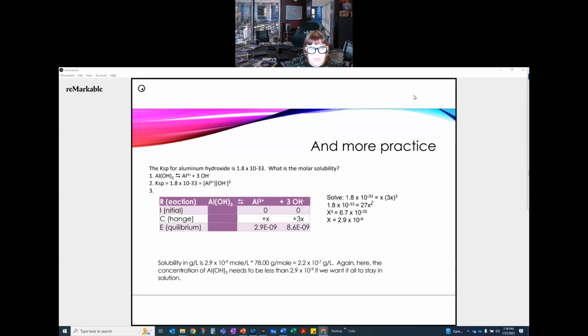Again, here, the concentration of Al(OH)3 needs to be less than that 2.9 times 10 to the minus 9th, if all of it is going to stay in solution. So if I have more than that, it will precipitate. If I don't, it will stay in solution. Okay?